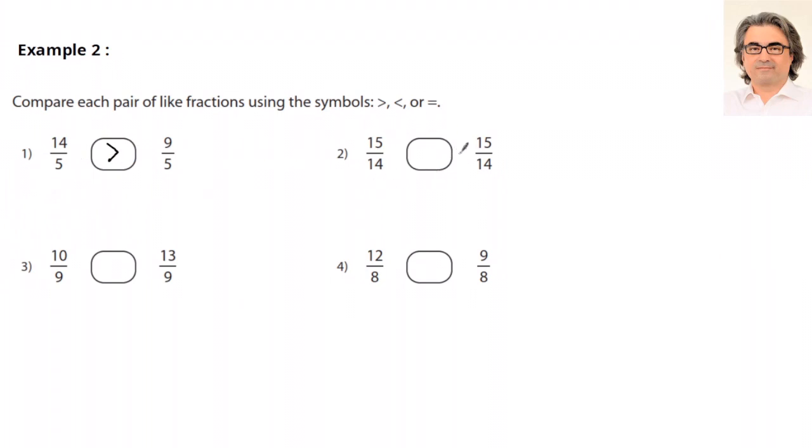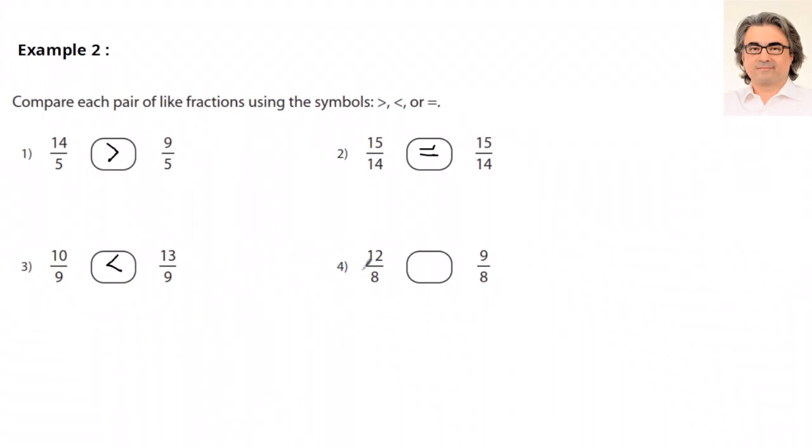What about these two fractions? They are equal to each other. The first one 15 over 14, the second one 15 over 14 again, so they should be equal to each other. Now let's continue with the third one. Now denominators are equal to each other again. What about the numerators? Because 10 is less than 13, 10 over 9 should be less than 13 over 9. So I should write here less than.